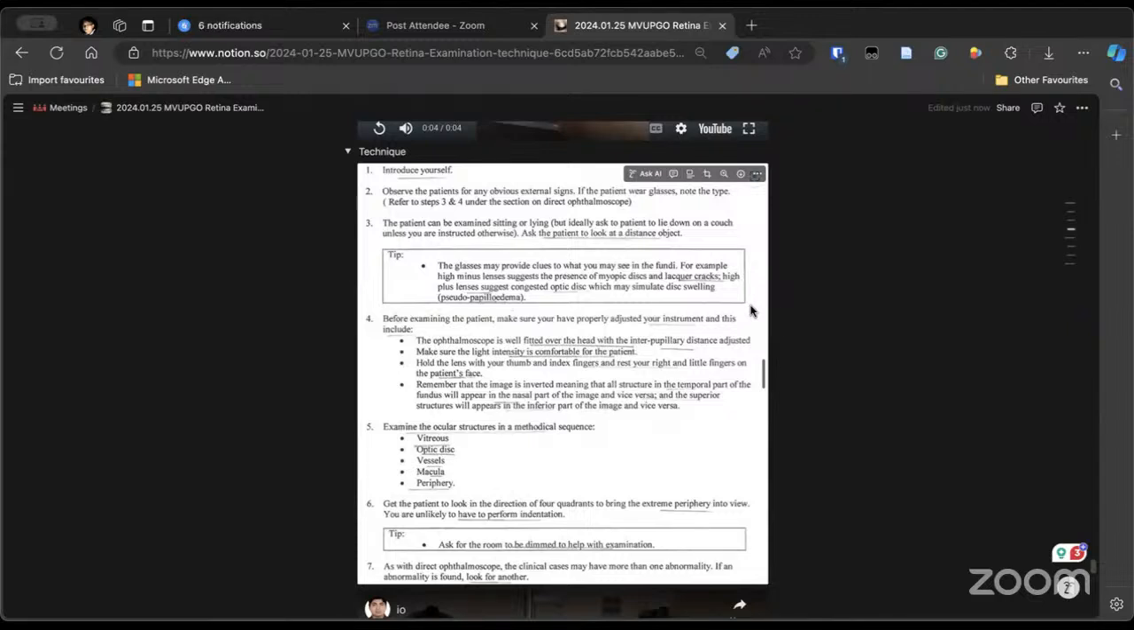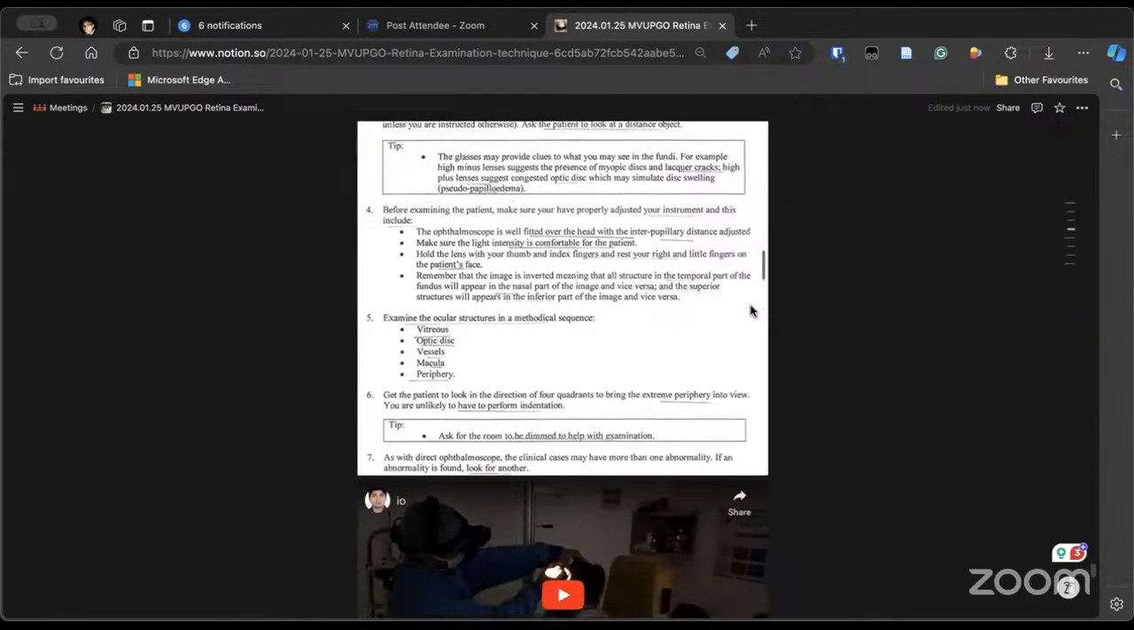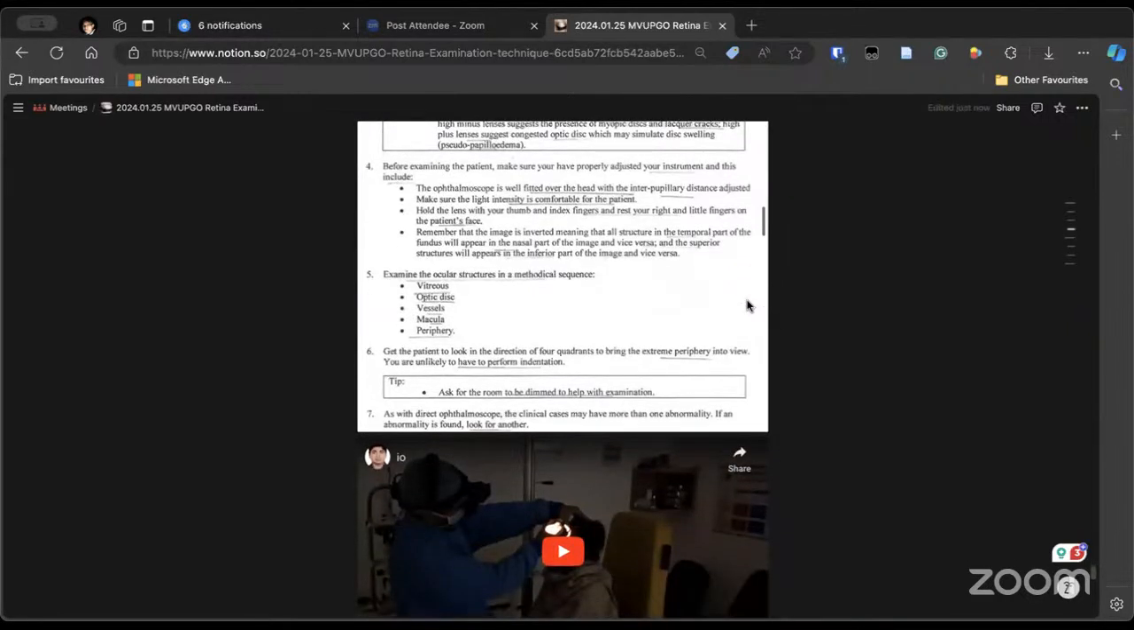If you have been doing this for a long time, you will be able to examine. But if you are not doing it, then you will be in trouble. So obviously the image will be inverted, but wherever you are looking, the things will be seen of that area. So if the patient is looking to the right side in the right eye, then you are looking at the temporal part. So examine the ocular structures like vitreous, optic disc, macula, and periphery.